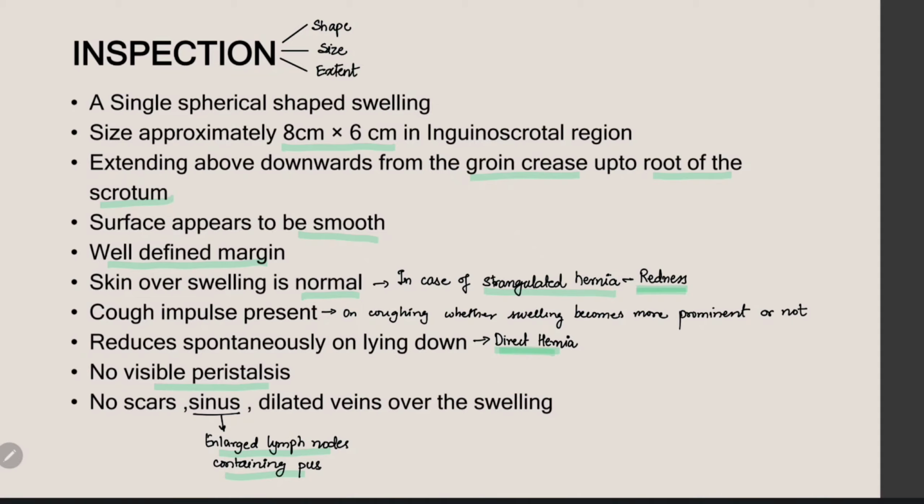No scars, sinuses, dilated veins over the swelling. If the sinus is present, it will indicate enlarged lymph nodes containing pus. Due to draining of the pus, it will form sinus.